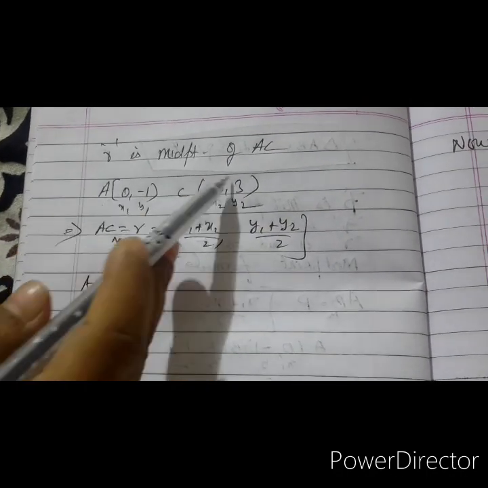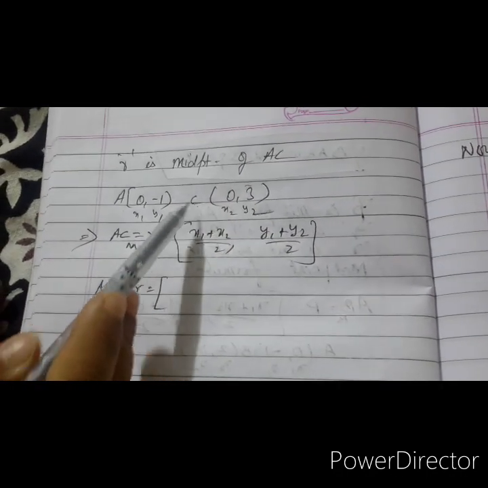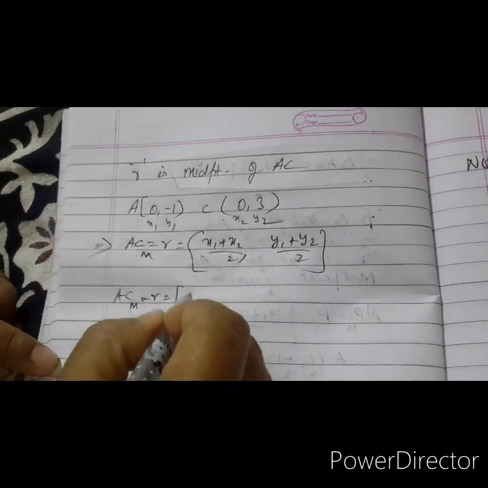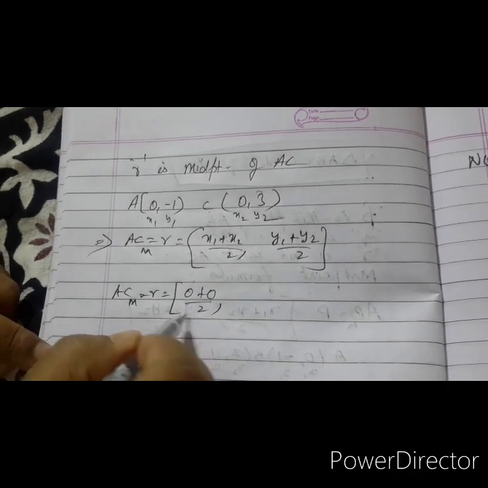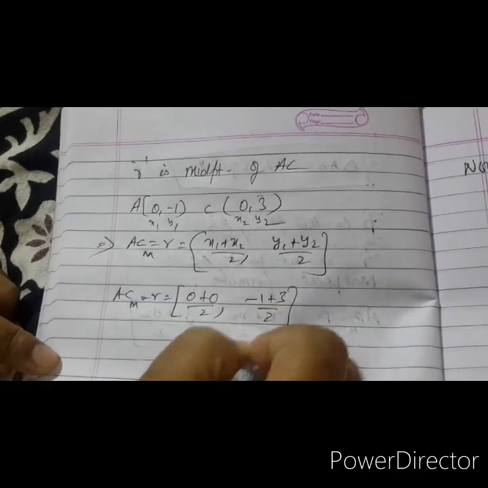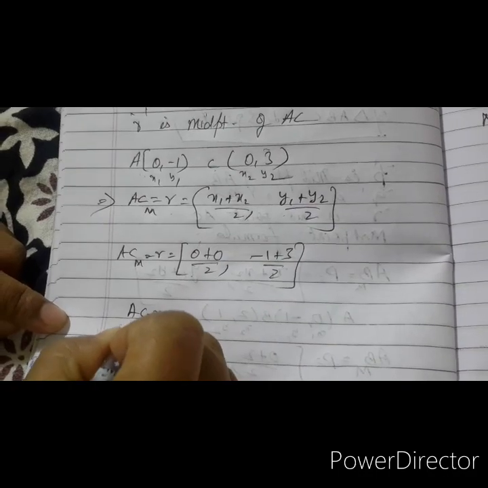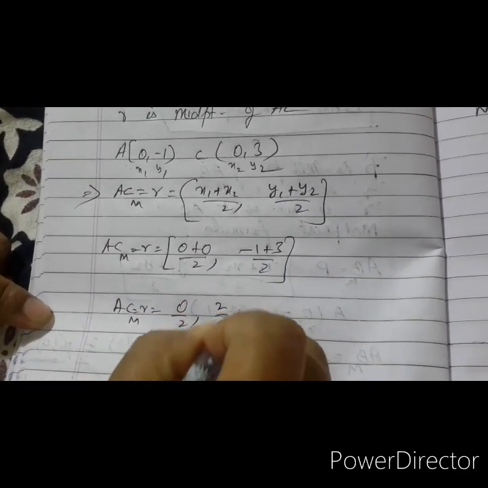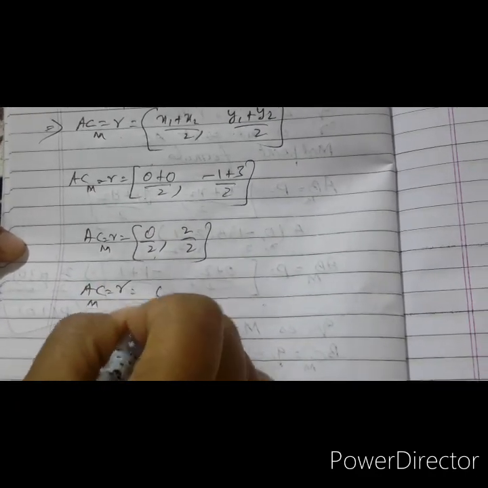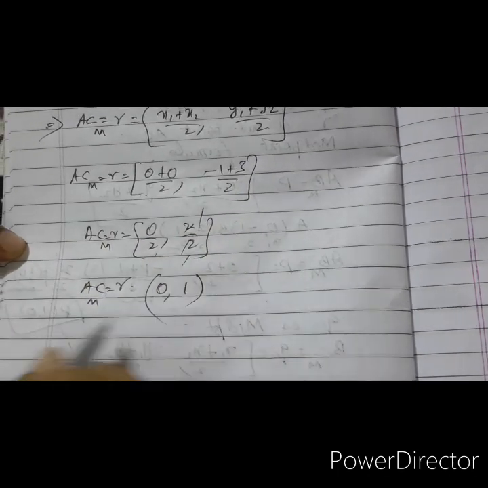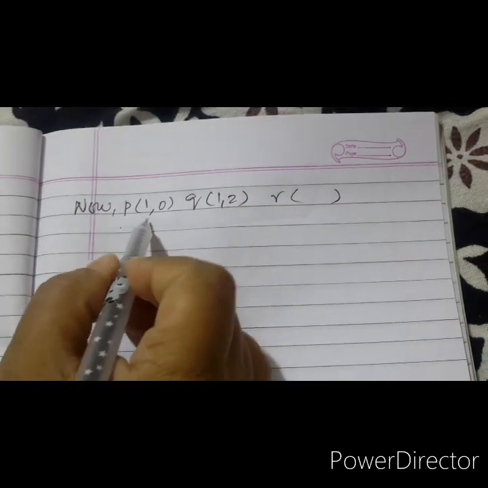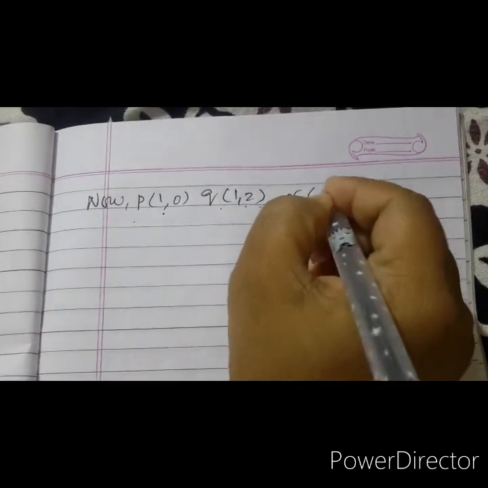Now find R. R is the midpoint of AC from the figure. I have written the points x1, y1, x2, y2. This is your midpoint formula. Now substitute: 0 plus 0 divided by 2 becomes 0 because the numerator is 0. y1 plus y2 is minus 1 plus 3 by 2, so 0 by 2 comma 2 by 2. That is 0 comma 1. So R is 0 comma 1. Now P is 1 comma 0, Q is 1 comma 2, R is 0 comma 1.